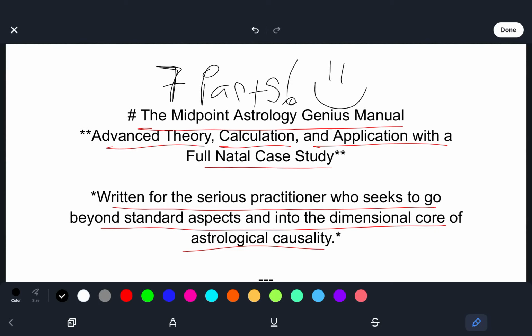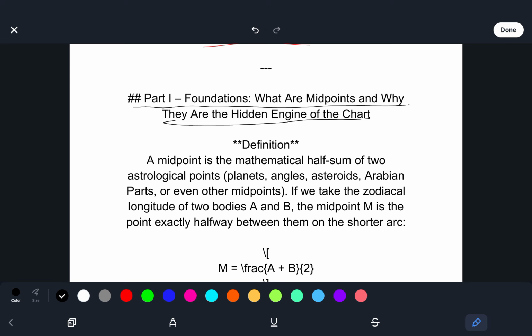We're going to talk about the Midpoint Astrology Genius Manual. We have advanced theory, calculation, and application with a full natal case study, and 7 parts to go over.